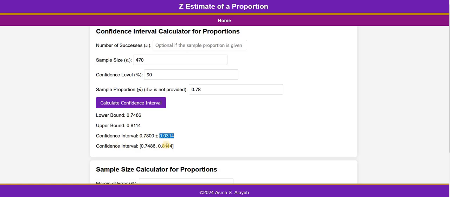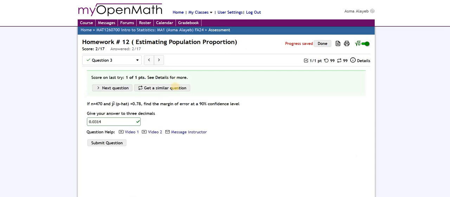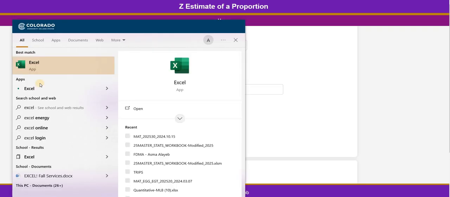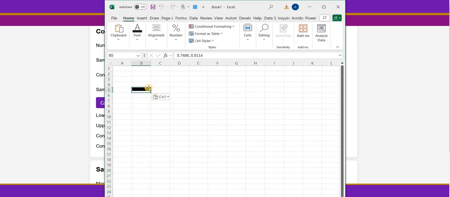If that was not given to you, then what you would do, you're going to basically take the lower bound and the upper bound, and you're going to subtract one from the other one. So you would get two margins of error and then divide the answer by 2. So in our case, this is the answer. I'm going to go here and paste it, submit my question. Let's say that notation was not given to me, so I'm just going to copy this and open an Excel workbook and make a new sheet. I will put the answer here.